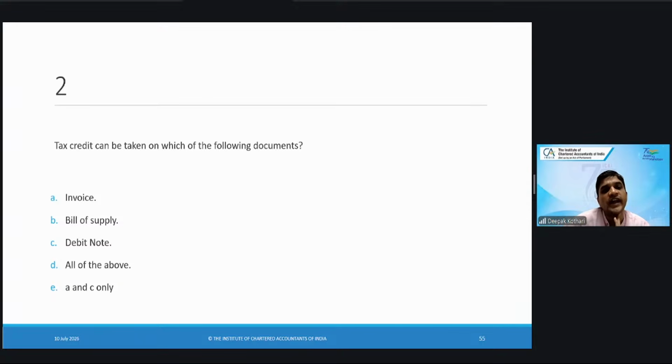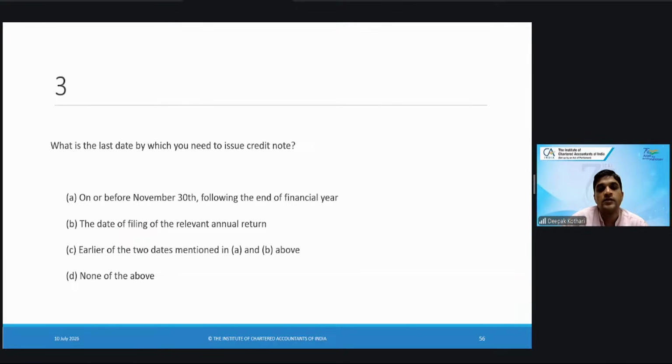Tax credit can be taken on the basis of, answer is E. It can be taken on the basis of invoice and debit note. Okay. Yeah. People have given that bill of supply is for exempt supply, composition taxpayer, no tax, correct, no credit, correct, Gayatri. Bill of supply is normally issued by a composition dealer. Correct. So answer is E. Good.